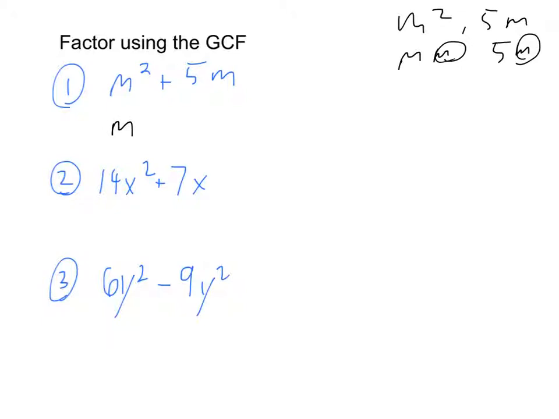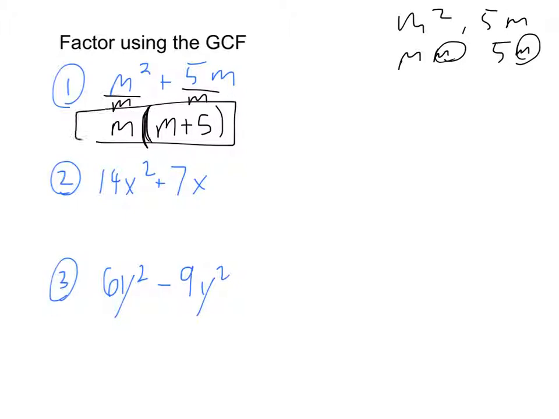So the way you will write this is the GCF out in front, and then I want you to draw this left parenthesis. And what we're going to end up doing is dividing both of these terms by your GCF. So if I have m squared divided by m, that term goes here. If I divide 5m by my GCF, which is m, I have plus 5. That's it. There it is.